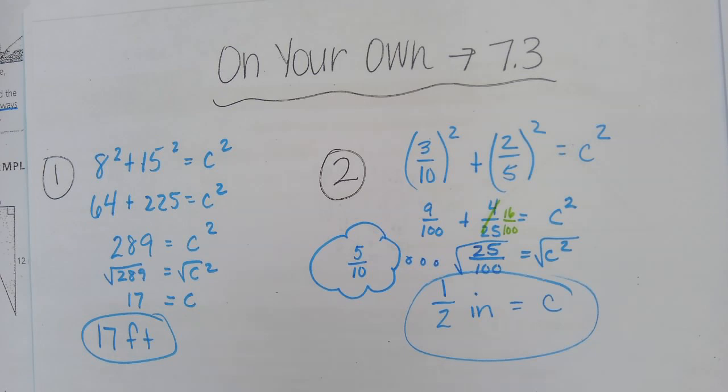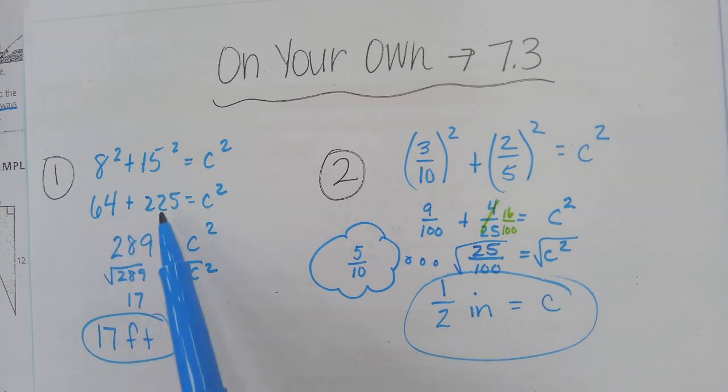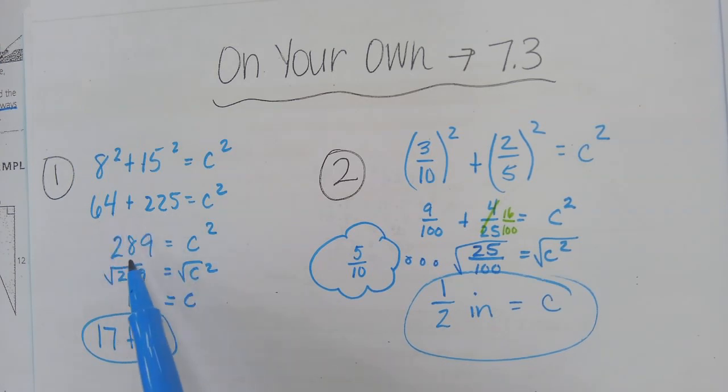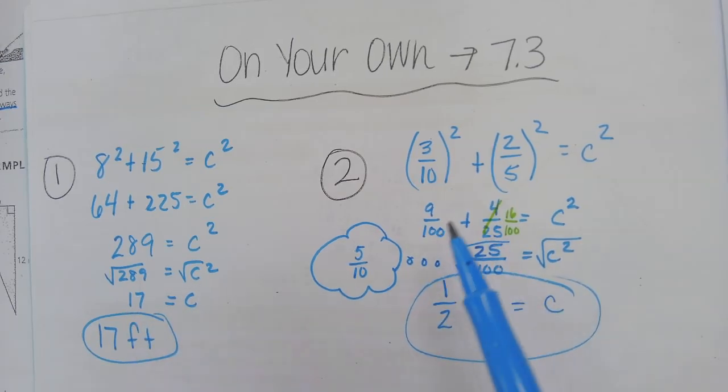Okay, so now if you did number one on your own, you would substitute the 8 and the 15, which is 64 and 225. Add those together, you get 289 equals c squared. Then remember, that's c times c, so we want to find the square root. The square root of 289 is 17. So c equals 17, which is 17 feet.